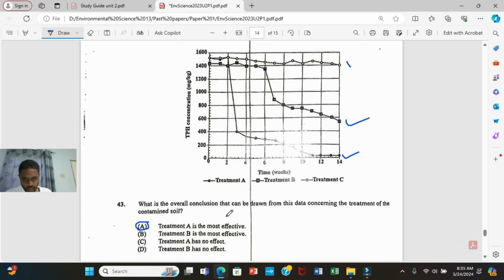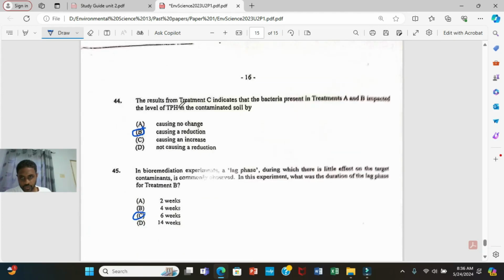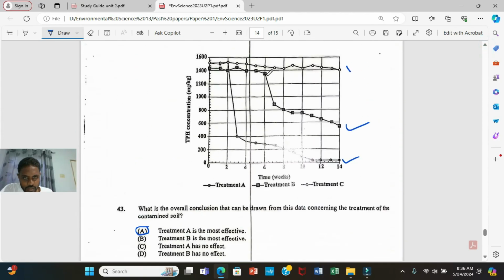So what is the overall conclusion that can be drawn from this data concerning the treatment of the contaminated soil? So the answer will be A. A would be the most effective, this one. The result from treatment C indicates that the bacteria present in treatment A and B impacted the level of TPH in the contaminated soil by causing a reduction. So this bacteria showed that it was working, causes a reduction. All right, but not as effective as A. C, this did not work.